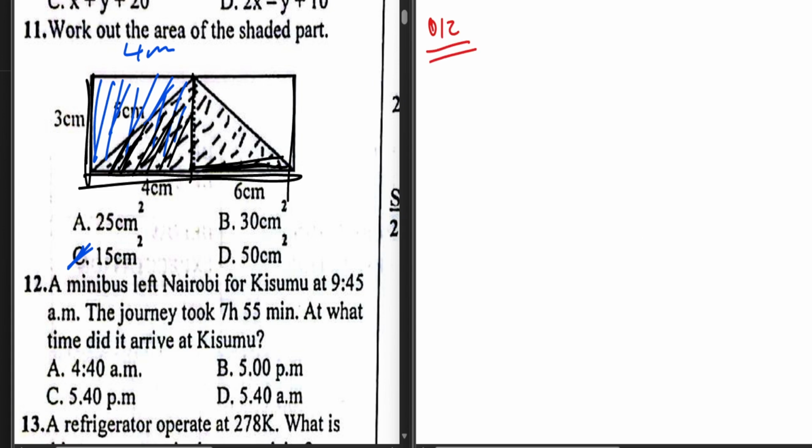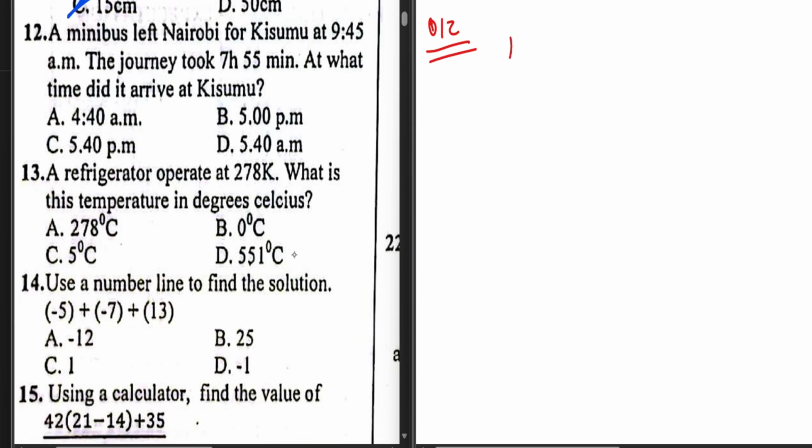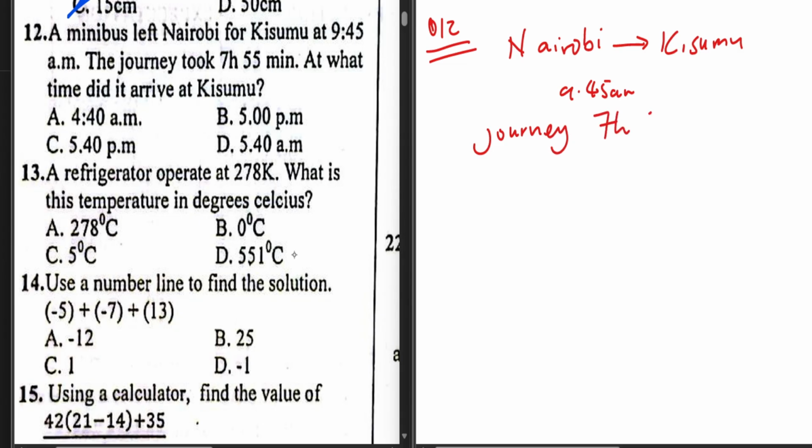Question 12. Now, a minibus left Nairobi for Kisumu at 9:45 a.m. The journey itself took 7 hours 55 minutes. Now, at what time did it arrive at Kisumu? So you just basically take the time that it departed plus the duration that it took for the journey, which is 7 hours and 55 minutes.